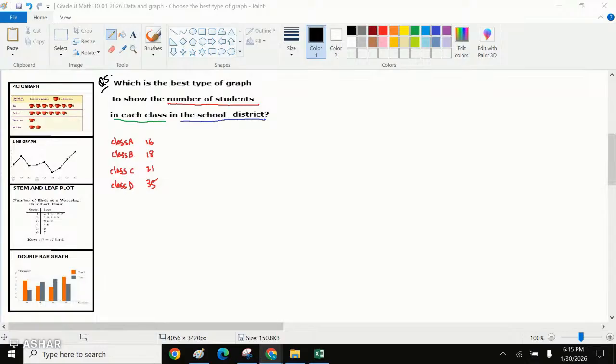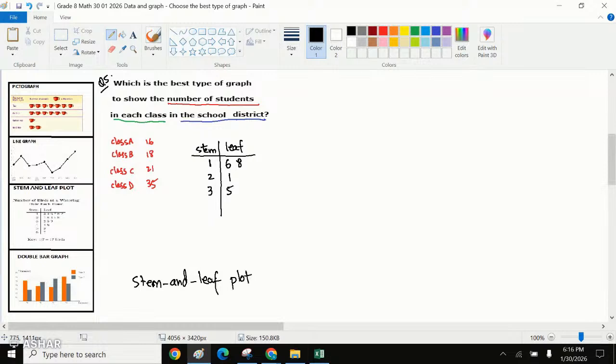We can use stem and leaf. We can say in stem and leaf, if we say this was stem and leaf, what we can say is there was one class having 16, there was another class having 18, there was another class having 21, there was another class having 35. So this entire data has been broken down into one diagram, right? One representation. So in this kind of scenario, we use a stem and leaf plot. Okay, so stem and leaf is the best way to represent the information between schools and the number of students in each class.